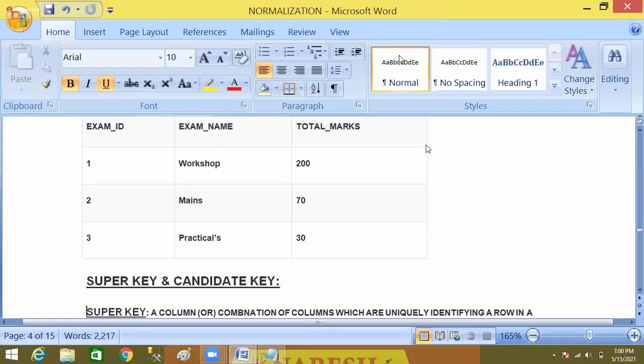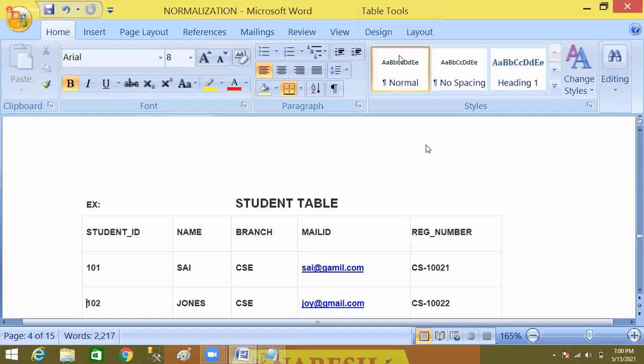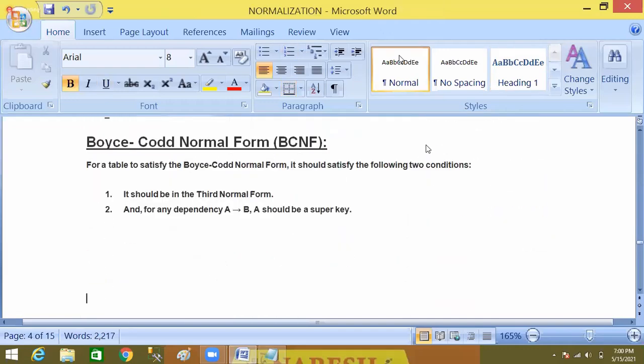The next technique is called Boyce-Codd normal form. So what is Boyce-Codd normal form? For a table to satisfy Boyce-Codd normal form, it should satisfy the following two conditions. First, it should be in the third normal form.